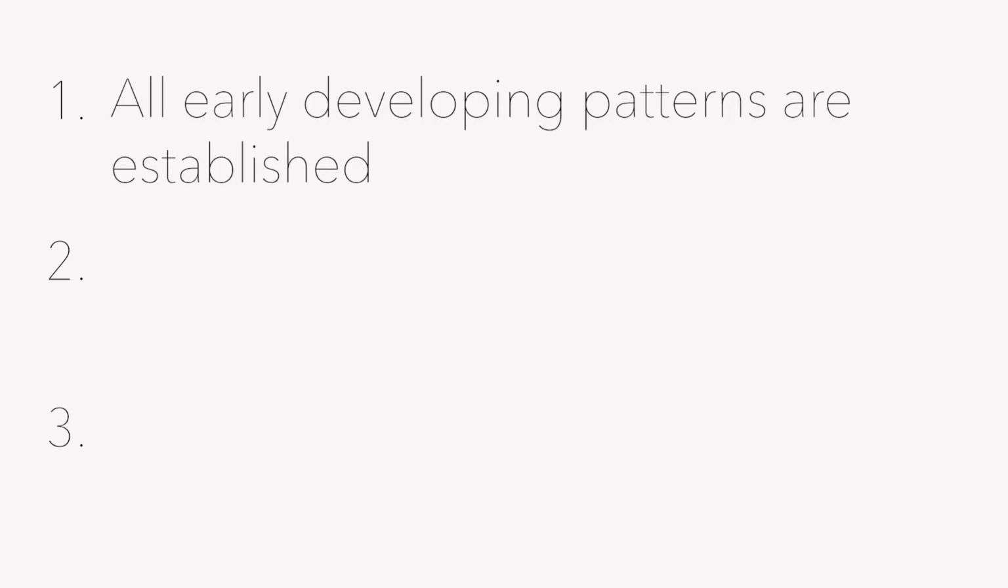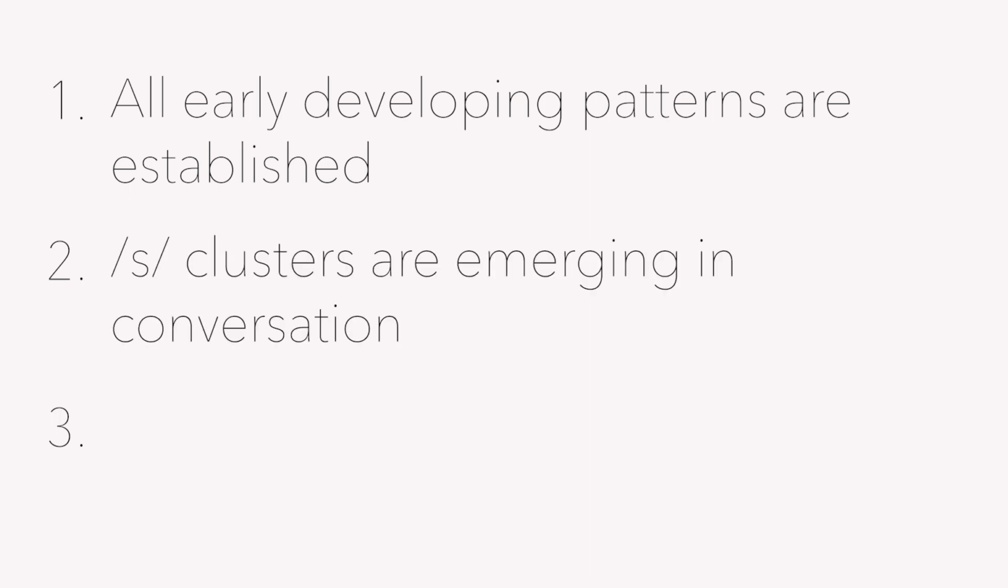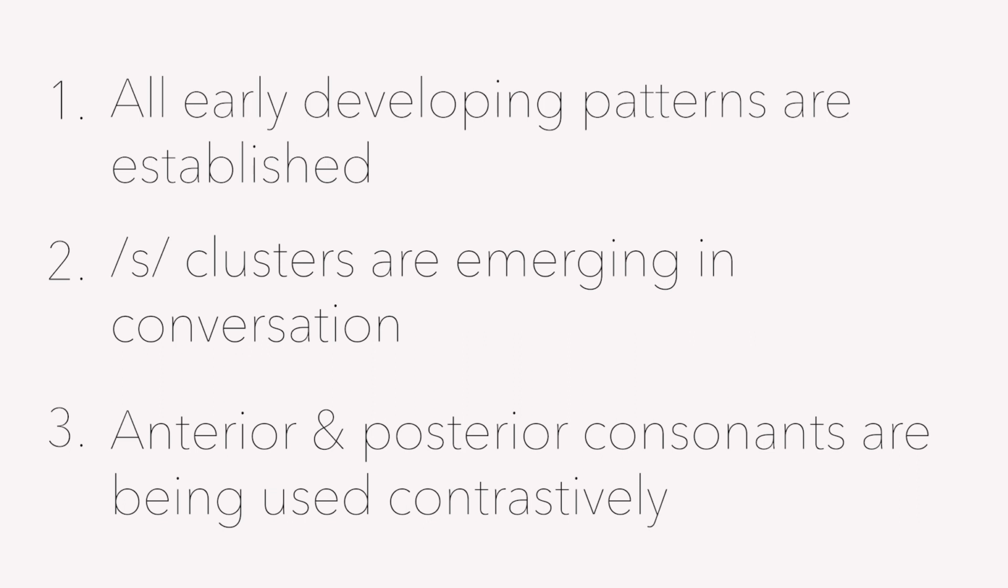However, before you decide to move into those secondary potential targets, consider these 3 things first. 1, that all early developing patterns are established. 2, that S clusters are emerging in conversation. And 3, anterior and posterior consonants are being used contrastively. If those criteria have been met, you might be ready to start moving into the secondary potential target patterns. Secondary potential targets are kind of the leftover errors that your client has. So this is going to be individual to your specific client.